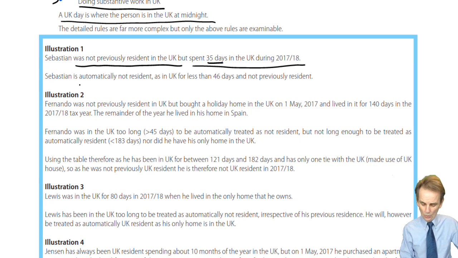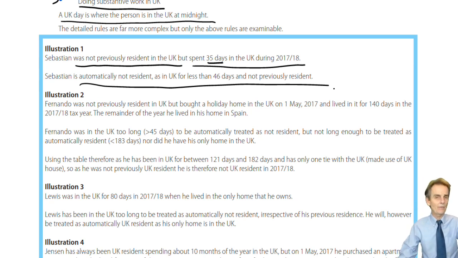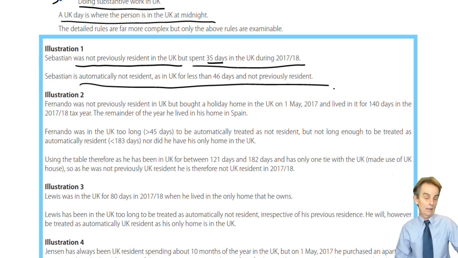So on that basis, automatically not resident, as in the UK, for less than 46 days, having not previously been resident in the UK in any of the previous 3 years. Automatic, not UK resident, end of job, nothing else to do, answer determined. Gets a little bit more interesting now with illustration 2.